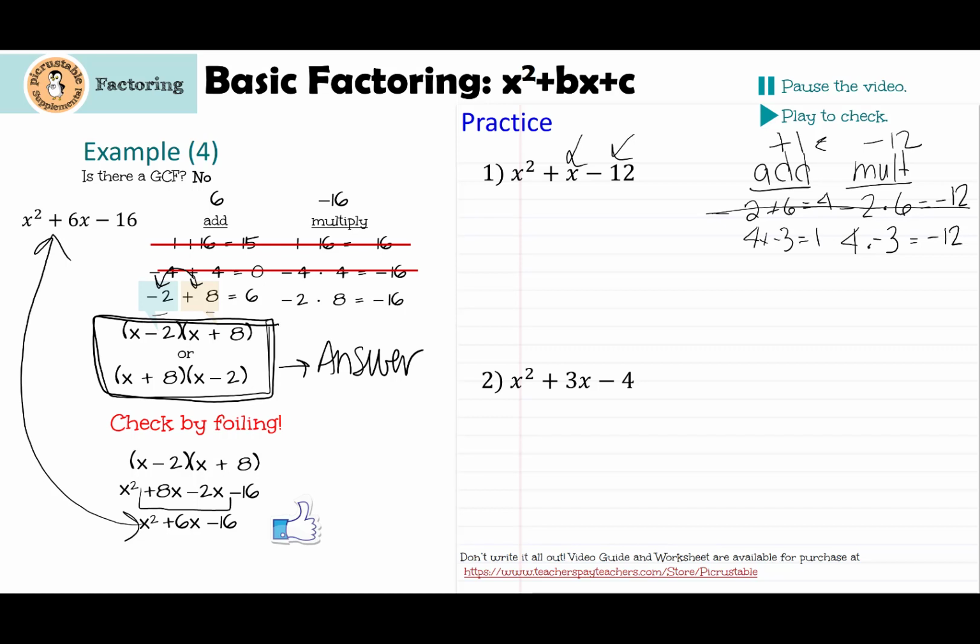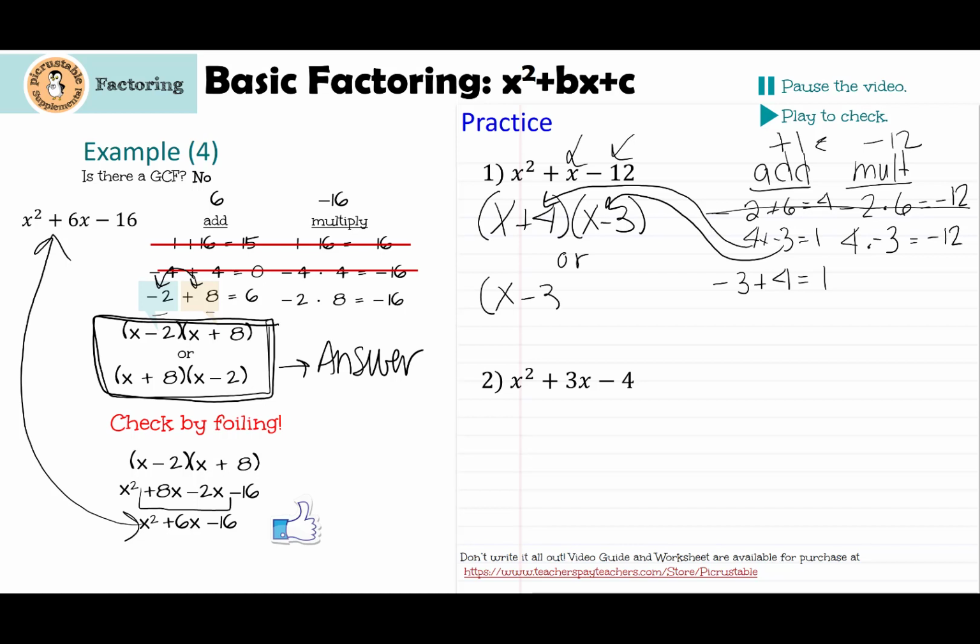x squared plus x minus 12 actually factors into x plus 4 times x minus 3. I get my 4 right here and my negative 3 right here. If you had written negative 3 plus 4, you're still correct, but yours would factor like this: x minus 3 times x plus 4. Now remember, they're both perfect answers. They're both solutions. They're both the factored form. So either one, not both of them, either one.